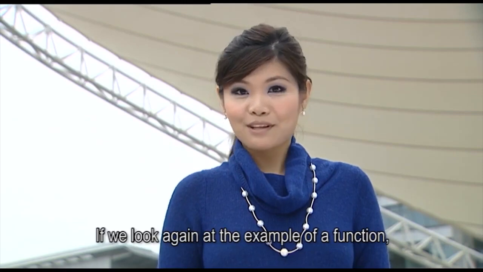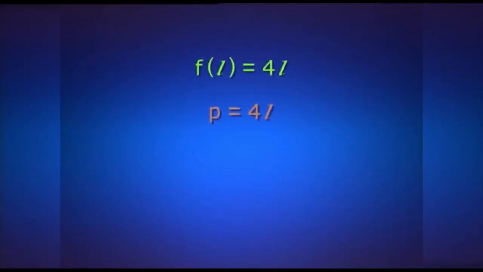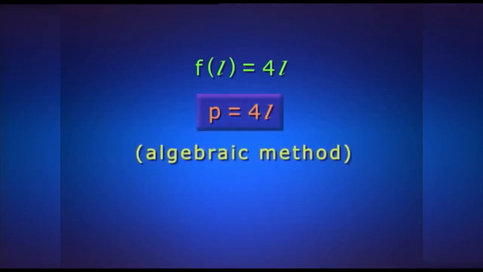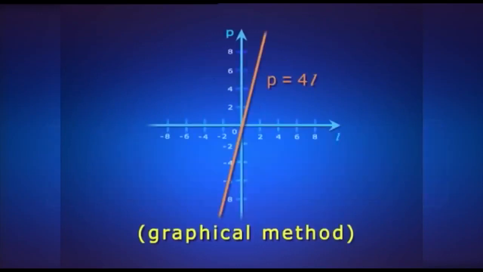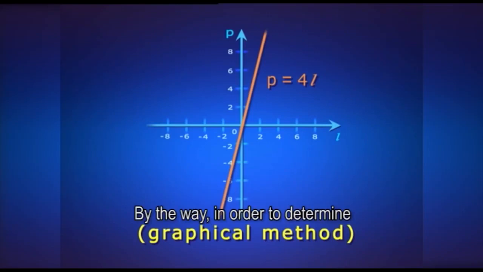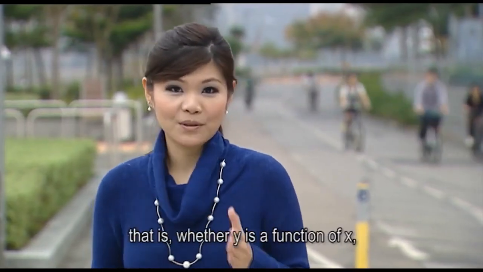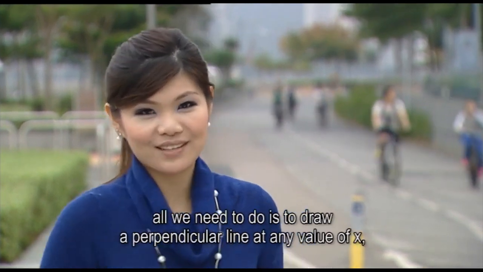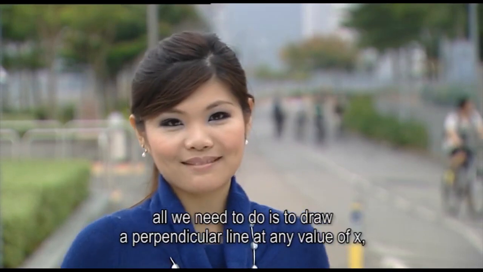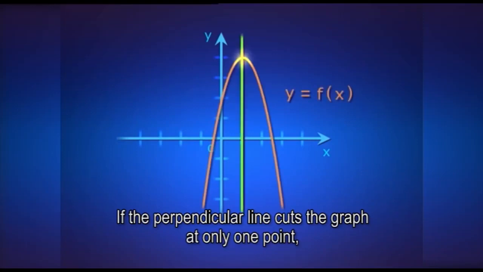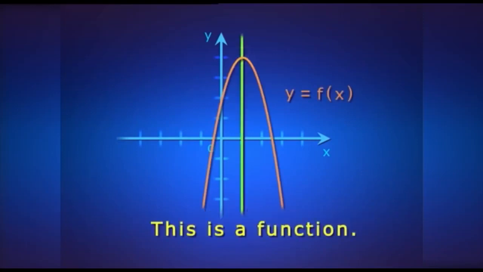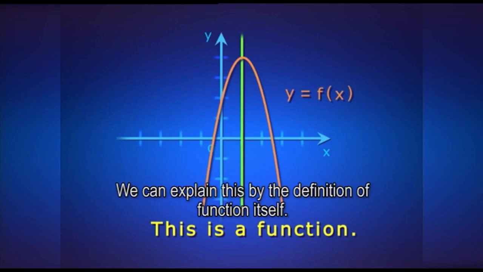If we look again at the example of a function, we know that p is the function of L. The relationship between p and L, represented by algebraic method, is like this. By tabular method, it's like this. By graphical method, it's like this. By the way, in order to determine whether a certain graph is a function, that is, whether y is a function of x, all we need to do is to draw a perpendicular line at any value of x, that is the independent variable. If the perpendicular line cuts the graph at only one point, then this graph represents a function. We can explain this by the definition of function itself.